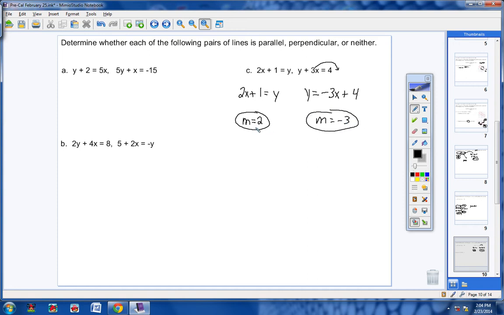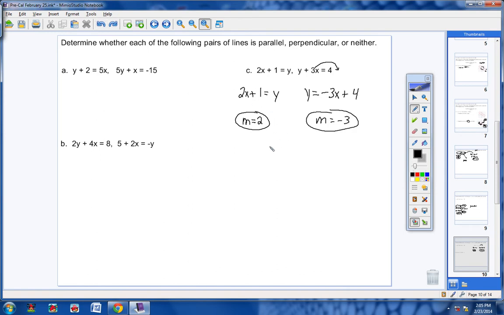Are these two slopes identical? No. Are they negative inverses of each other? No, not at all. If you have 2 over 1 and you flip it, you get 1/2, not 3. So no, these two slopes are not equivalent, and they're not negative inverses of each other.